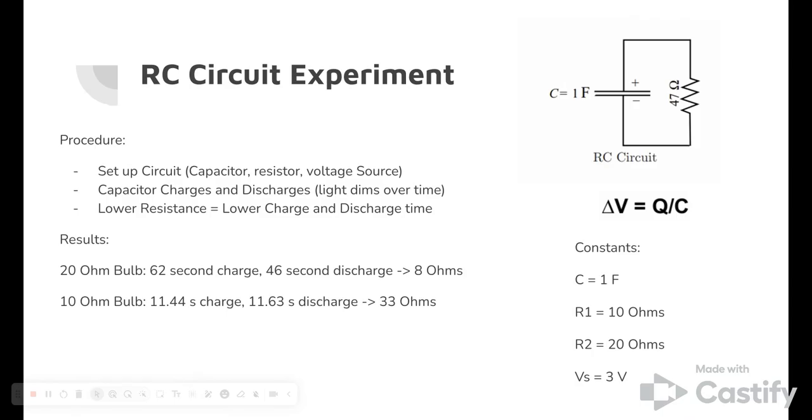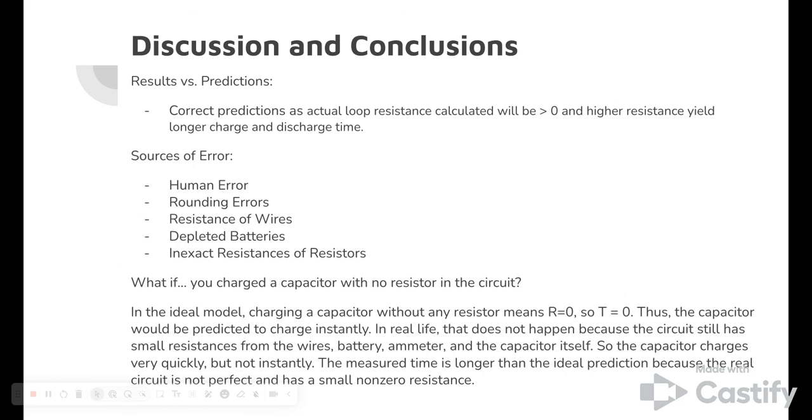Constants that were held in this experiment were our C equal to 1, our R1 was 10 ohms, our R2 was 20 ohms, and our VS is equal to 3 volts. Some discussions and conclusions. The results compared to our predictions were correct: the actual loop resistance calculated is greater than 0, and higher resistance yields longer charge and discharge time.